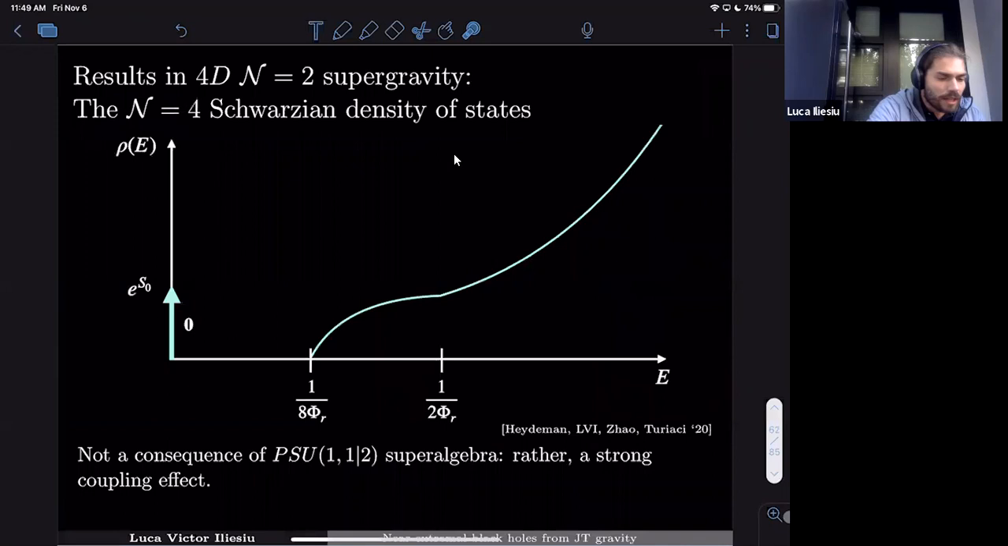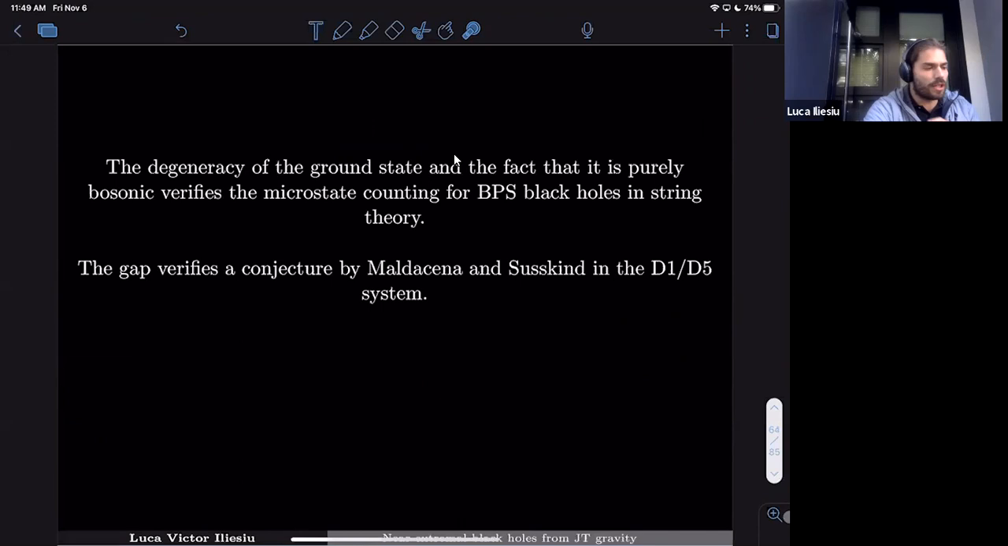So let me just conclude. I just want to mention before I conclude that this computation in supergravity, for those interested, checks a number of conjectures in string theory. So for instance, it checks that microstate counting is correct because we're also able to say that ground states are bosonic. And it also verifies the conjecture by Maldacena and Susskind about the value of the gap in a special system that preserves supersymmetry called the D1-D5 system.